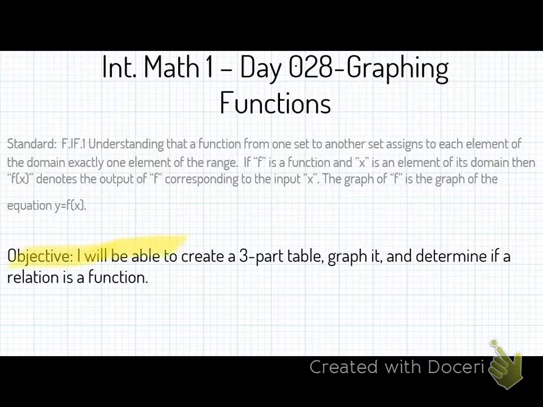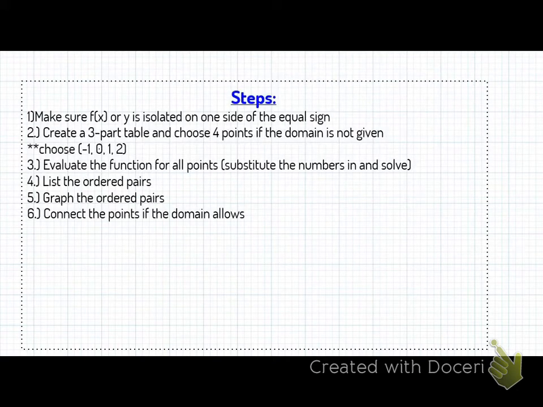So your objective for today is you'll be able to create a three-part table, graph it, and determine if the relation is a function. So basically what we're going to be doing finally is taking those tables we've been making and we're going to actually graph the function. So check this out. Alright, so here are the steps. You can start writing these down as I talk about them.